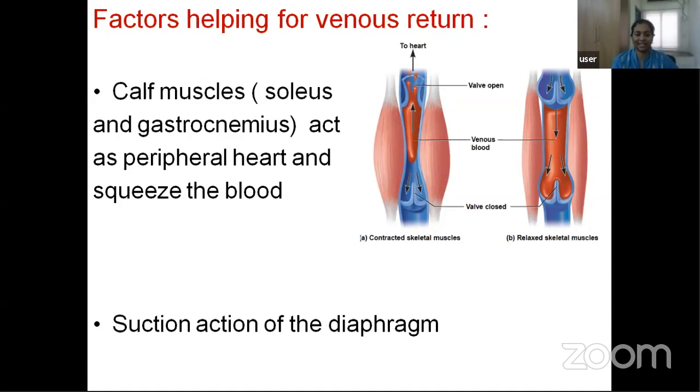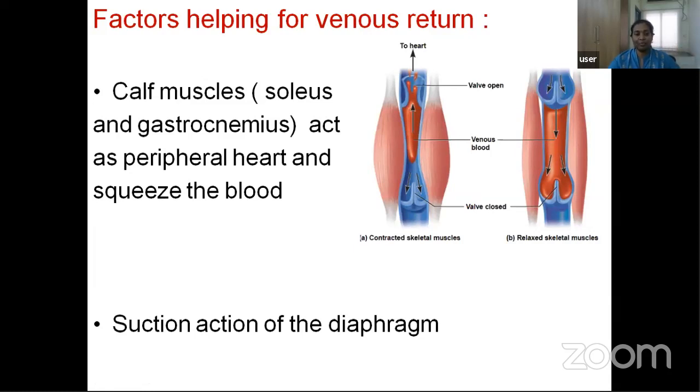As we know, one is the gastrocnemius and one is the soleus. These are the two muscles present on the posterior aspect of our leg, and they are called the calf muscles. These calf muscles act like a peripheral heart, and they squeeze the blood upwards. As you can see in this picture, the calf muscles, that is the gastrocnemius and soleus, have veins within them, and the contraction of these skeletal muscles will push the blood upwards.